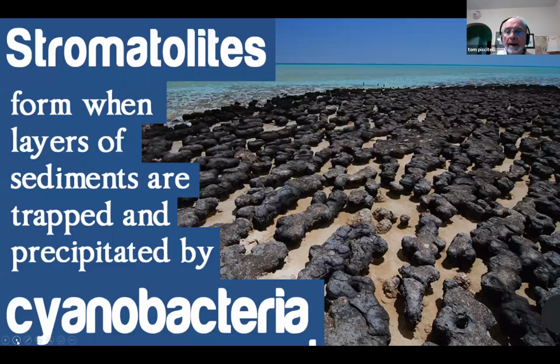Stromatolites were widespread in the Precambrian, but are rare today. Living stromatolites were first discovered in Shark Bay, Australia. They've also been found in Yellowstone National Park. Next slide, please.